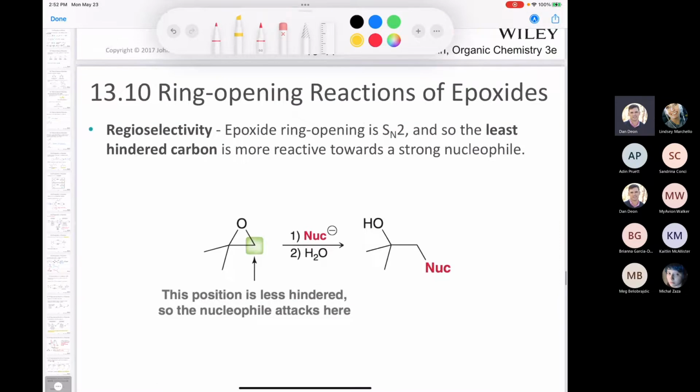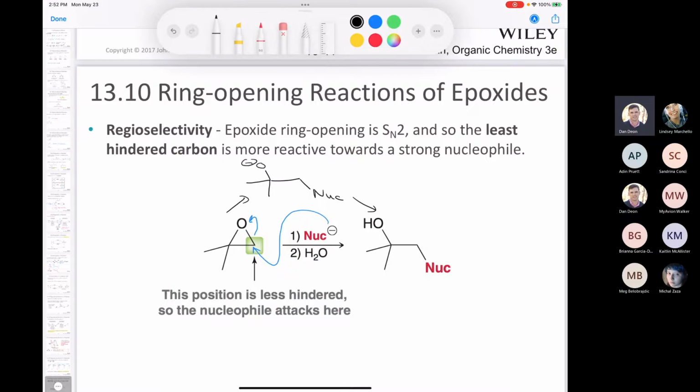The first one is in terms of regioselectivity, and this one's not that much of a stretch. It says that in terms of regioselectivity, the epoxide ring opening is SN2. So what does that mean? If it's SN2 reaction, it's going to attack the least hindered carbon. You take a look at these two positions, the one highlighted in green and the one I'm highlighting in yellow. Well, the one that's highlighted in green is less hindered, and so it's going to undergo the nucleophilic attack. Your nucleophile is going to come in, it's going to attack this carbon, it's going to open up the ring, and you're going to form an intermediate that looks like this, where you have the two methyl groups. You're going to have your oxygen with a negative charge, and then you're going to have your nucleophile here.